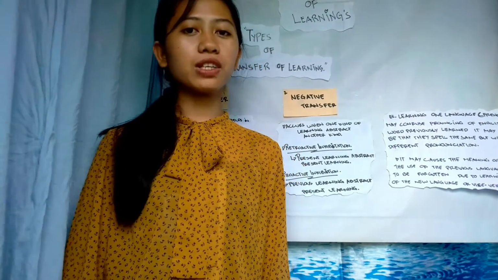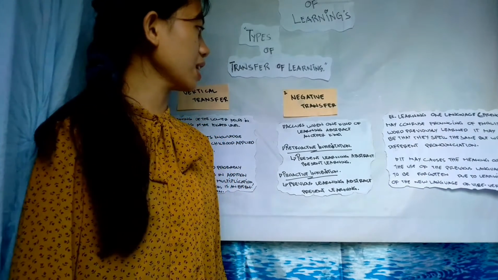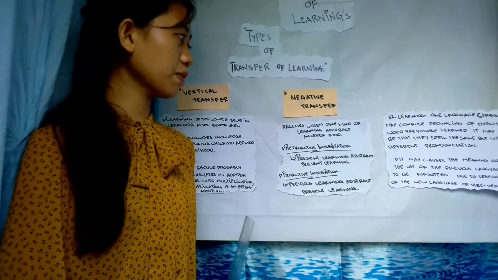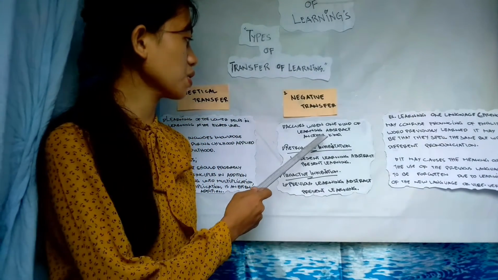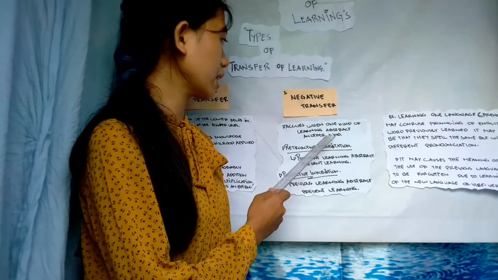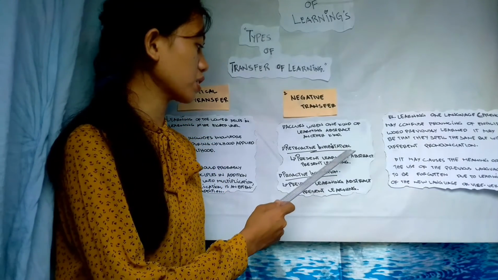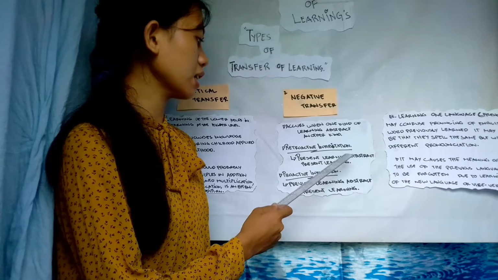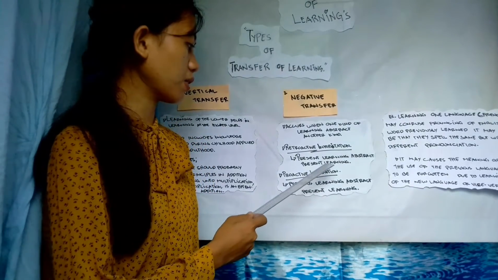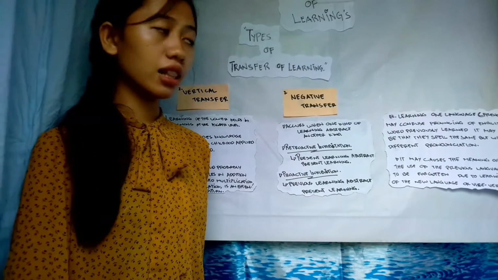So now we will proceed to the second type of transfer of learning. It is the negative transfer. What is the negative transfer of learning? It occurs when one kind of learning obstructs another kind. It is the retroactive inhibition, where the present learning obstructs the previous learning, and the proactive inhibition, where the previous learning obstructs the present learning.